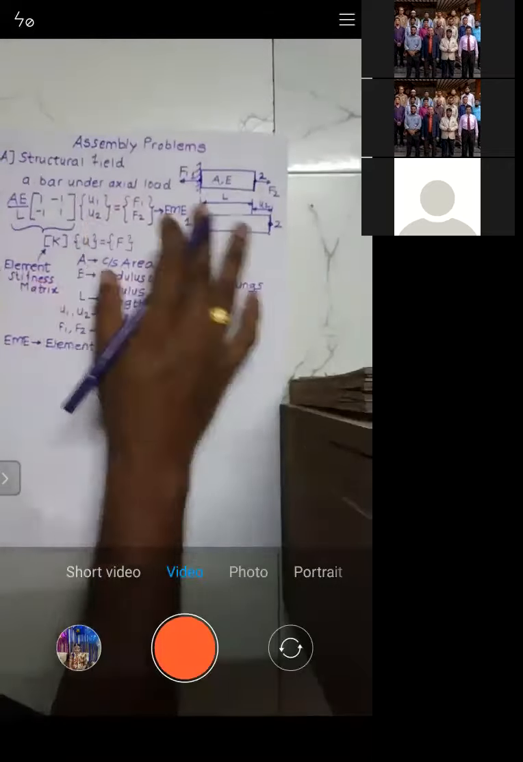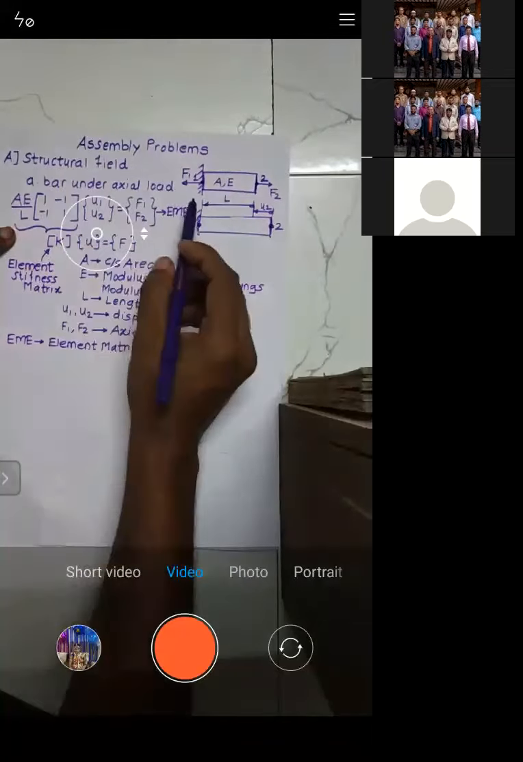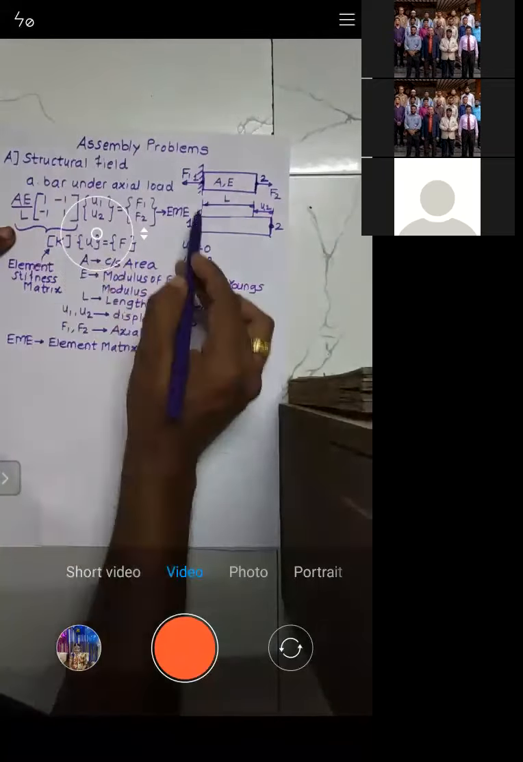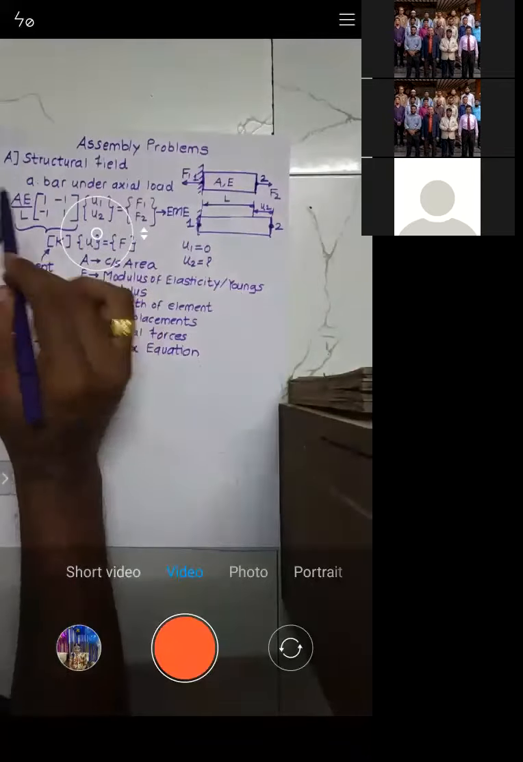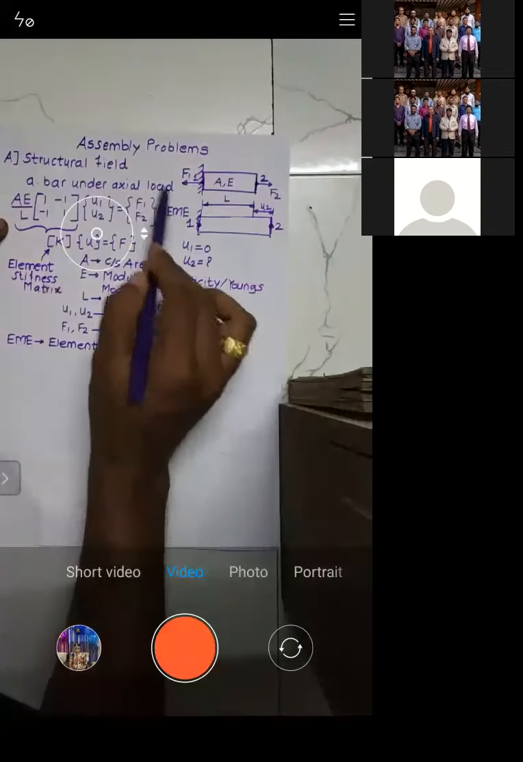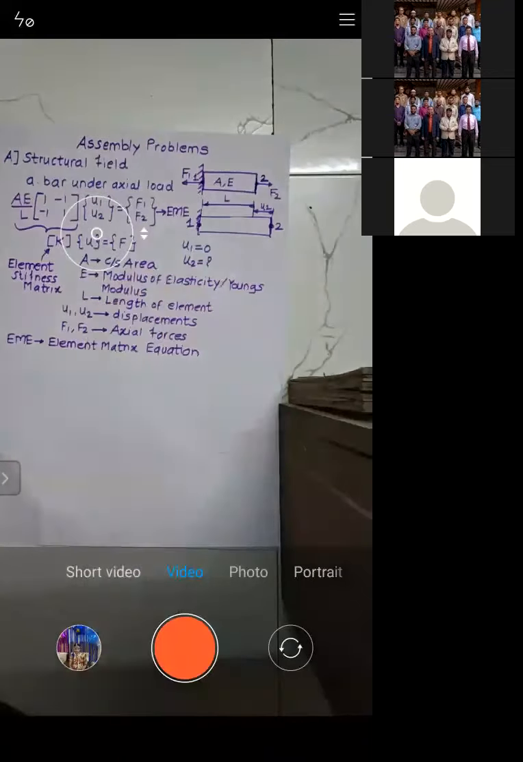Because this field is the structural field, where you have a bar under axial load. So this is the value of EME. Now you might have a question: from where have we derived this? We derived this when we solved, as I told you in the last lecture.